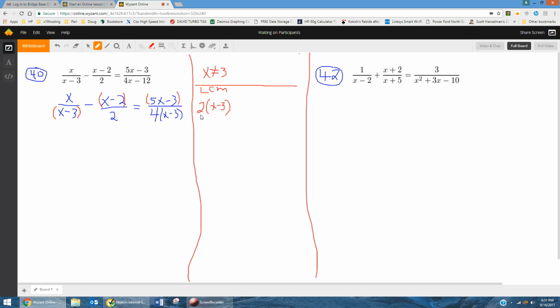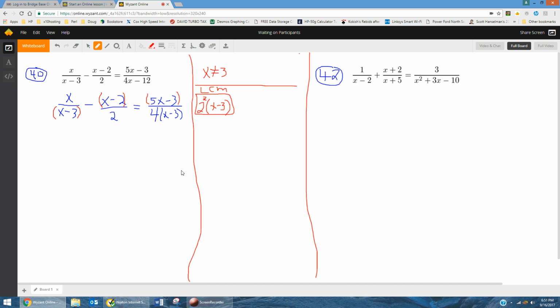So I need another factor of 2. And I could write that this way. And I've already got an x minus 3 listed in the LCM. That's your LCM right there. Because every one of these denominators will divide into here evenly.